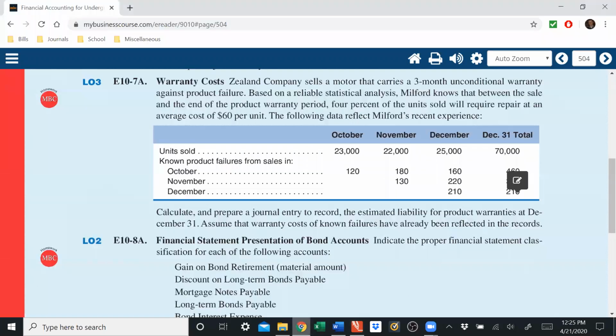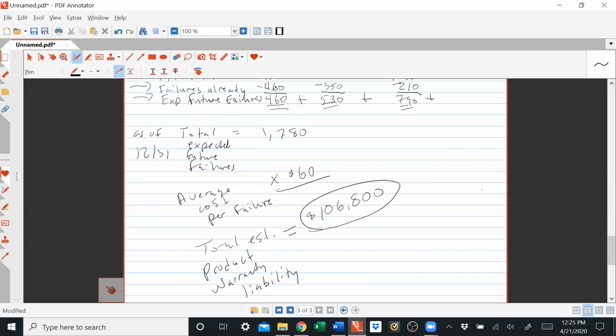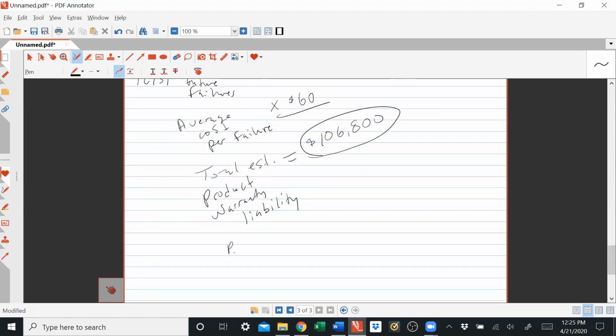What else does it ask for? It says calculate the number and prepare a journal entry. So what's the journal entry? We debit product warranty expense. So this number is an expense, goes on our income statement, and we credit estimated liability for product warranty.